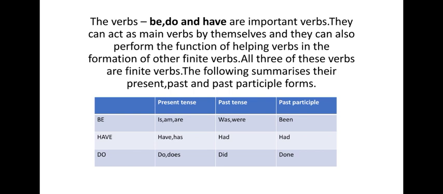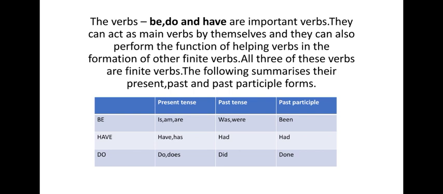For example, let me give an example. Suppose I have the word eat. What is the second form of the verb? That is the past tense of the verb. The past tense of the verb eat is ate, right? And what is the third form of the verb? That is the past participle form of the verb eat, eaten. Eat, ate, eaten. This is how we go, right? So you don't have to get confused.